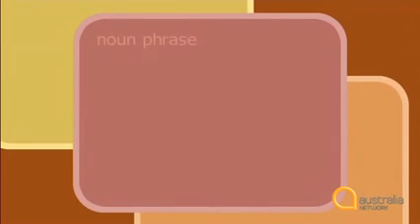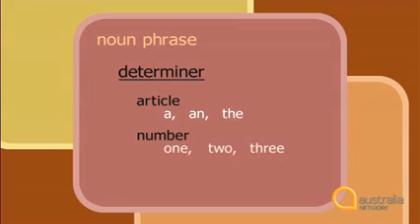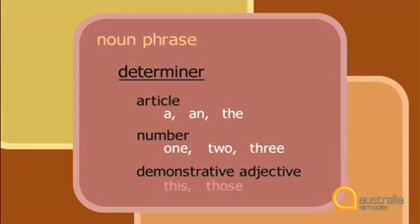Let's begin with noun phrases. A noun phrase is made up of a determiner. That might be an article like a, an, or the. A determiner could be a number like 1, 2, or 3. Or it could be a demonstrative adjective. For example, this or those.